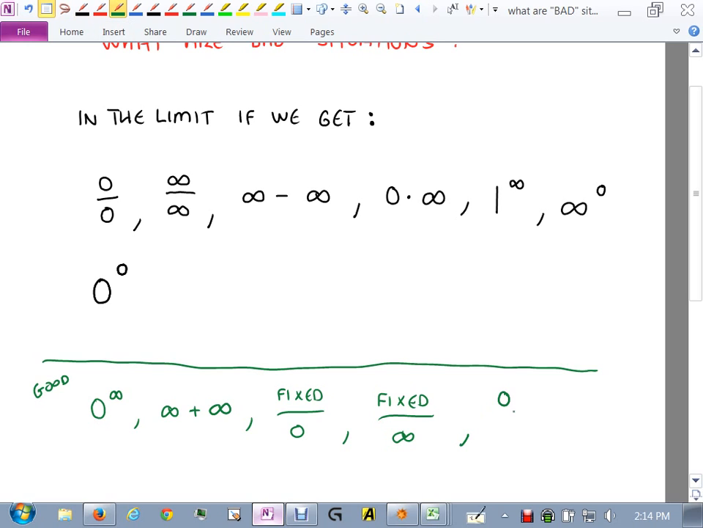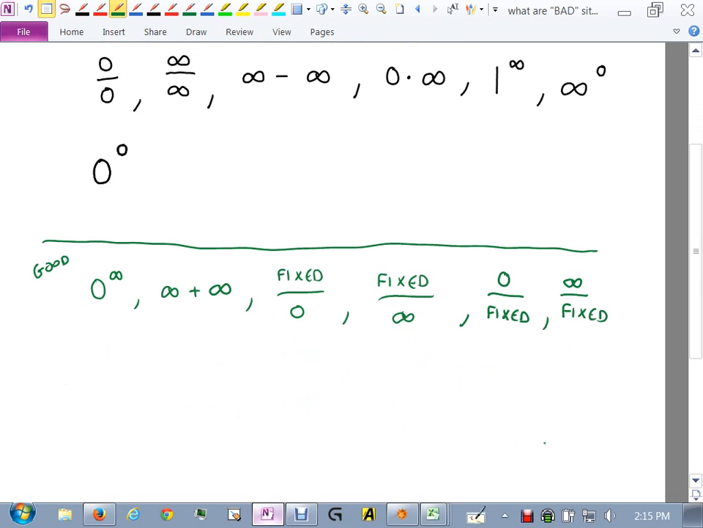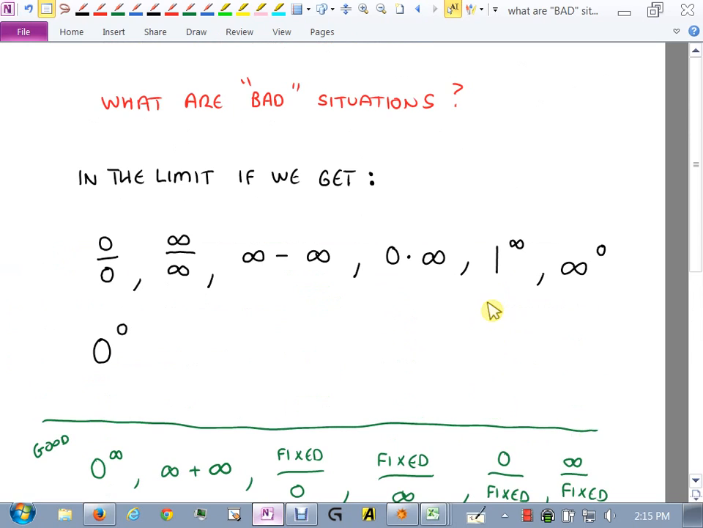0 over fixed? Yep. Infinity over fixed? Is that what you're saying? Oh yeah, 0 over infinity would work. But so would infinity over fixed. These are all great things. These aren't going to happen on a test, but let's just recognize when we have a good situation, right? I guess the thing is when you're first looking at these different situations, you might think, well, anything I can think of is going to be a bad situation. No, only certain ones are really bad.